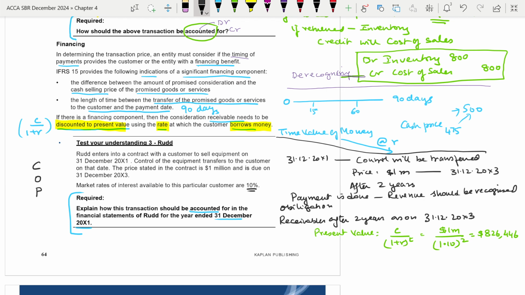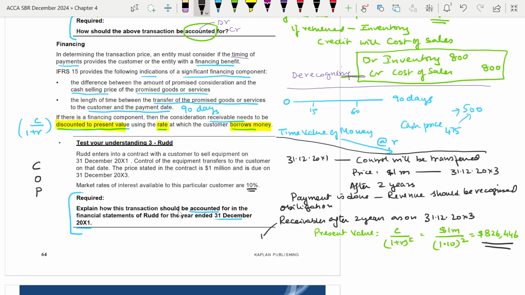After 2 years, as per the time value, as the time increases, the value of the money will decrease. How much is he going to receive after 2 years? It's not 1 million, but only 826,446. Is it clear to you? Yeah. Okay.